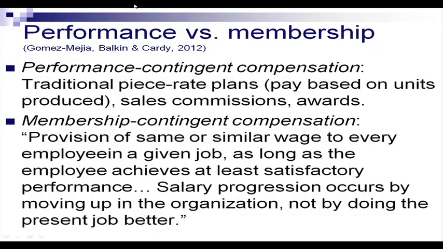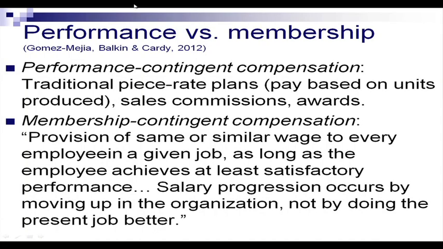If your unit produces, say, 500 cars in a month, this is what you will get. And sales commissions, if you bring in these many customers, if you sell our product or service to these many customers, then this is the amount of money you will get. And if you go above and beyond the call of duty and do Y, then this is the amount of money you will get. So that is performance contingent compensation.